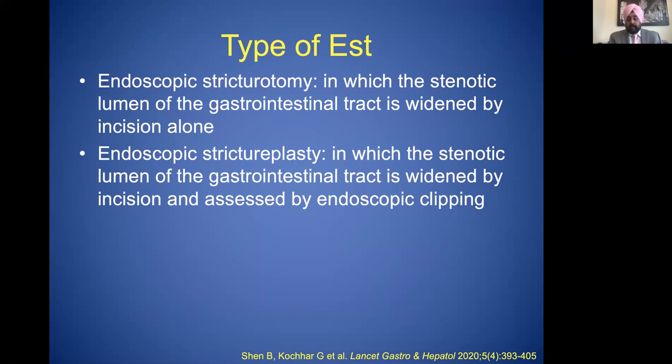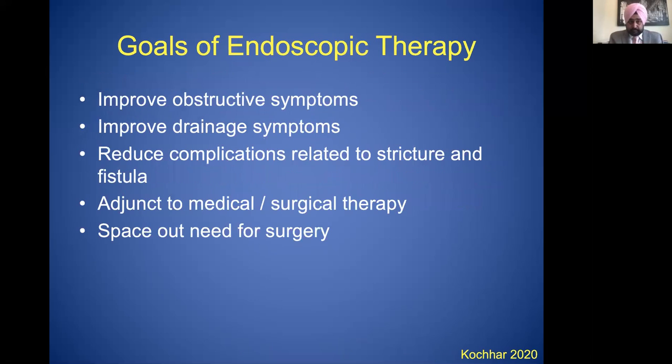Our global intervention IBD group, led by Dr. Shen and myself, recently published our first guidelines in Lancet Gastroenterology and Hepatology, where we described endoscopic structurotomy, in which the stenotic lumen of the GI tract is widened by incision alone, and endoscopic structuroplasty, in which we not only widen the lumen, but we also put clips at the end of the procedure to maintain the patency of the lumen and prevent the edges from going back together.